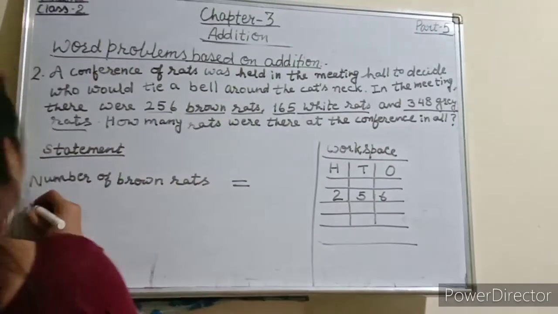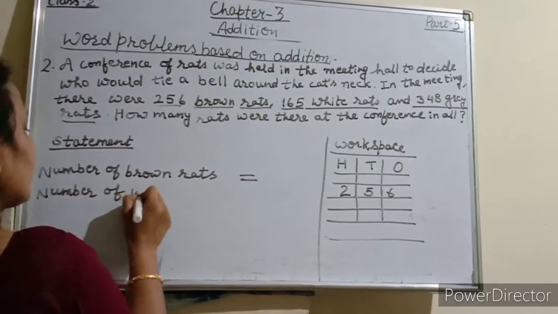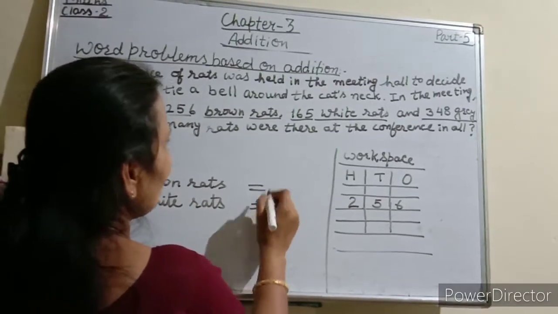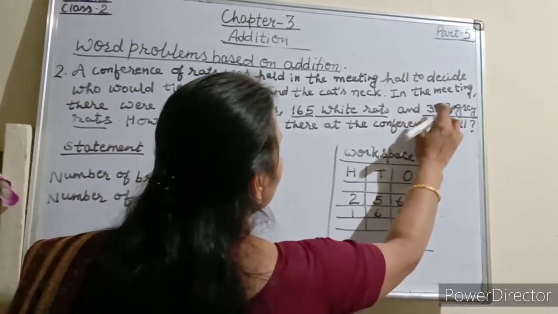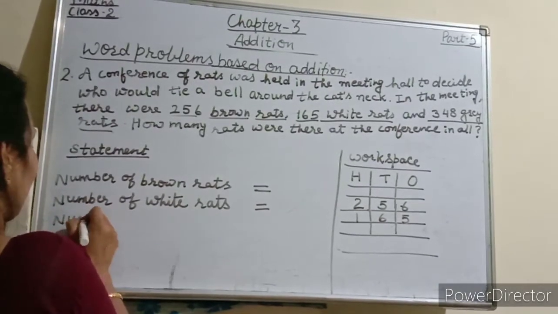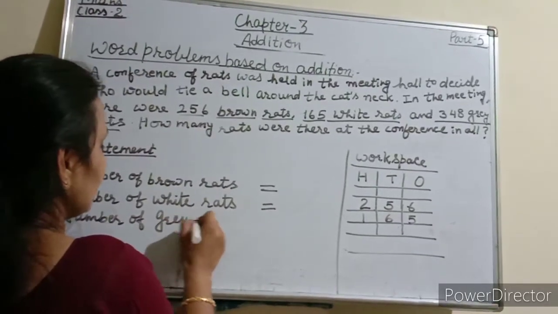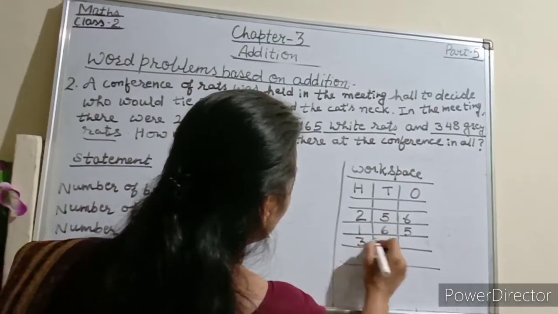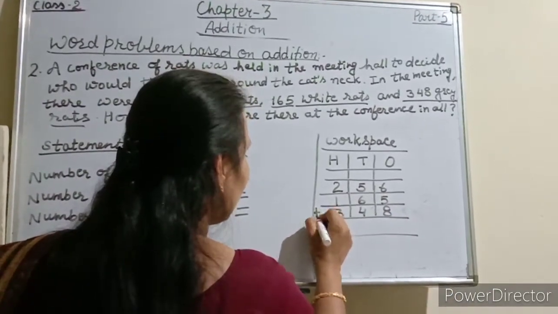165 white rats. So here we will write number of white rats is equals to 165 and 348 grey rats. So here we will write number of grey rats is equals to 348. So what we have to do? We have to add these numbers.